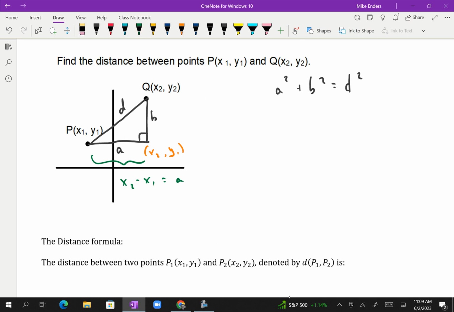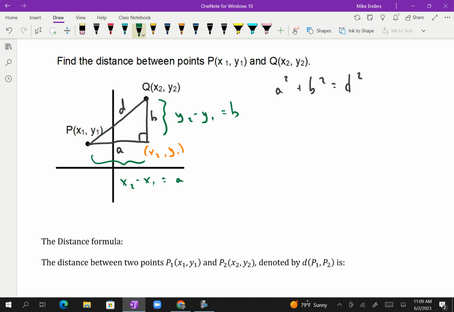We can do something similar with B here. B's length, as far as its x components, it doesn't change in the horizontal, so we can just let that stay as is and not worry about it. We're only going vertically, and so that changes whatever the distance is from y2 to y1. So that is going to now be our B.